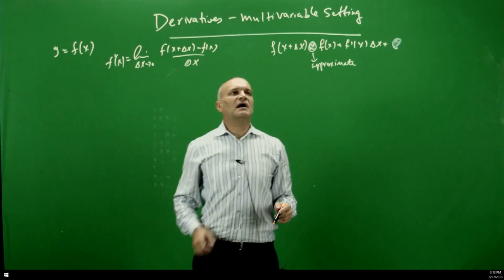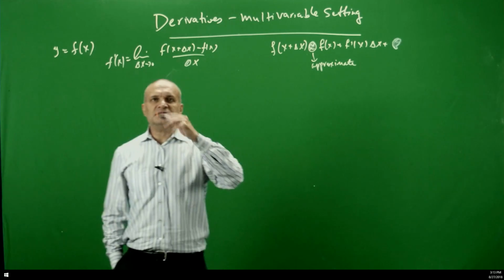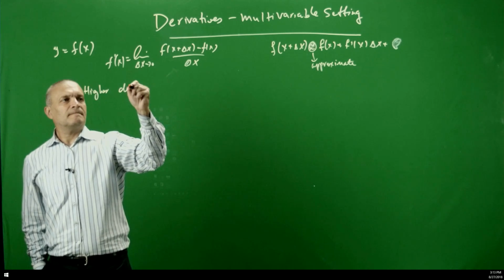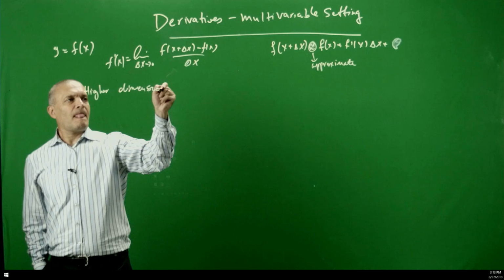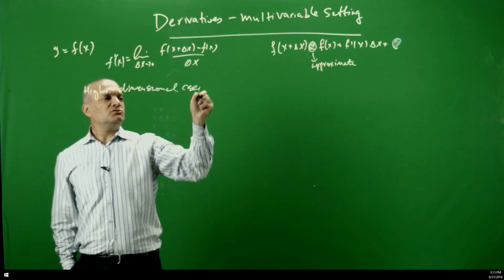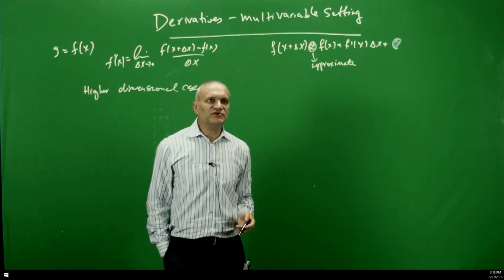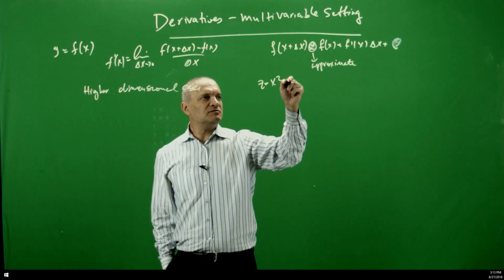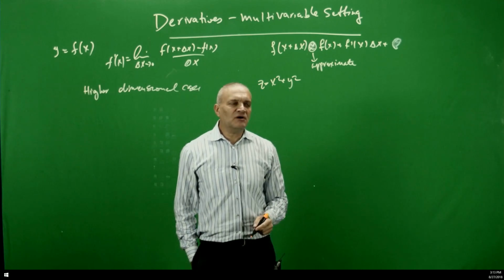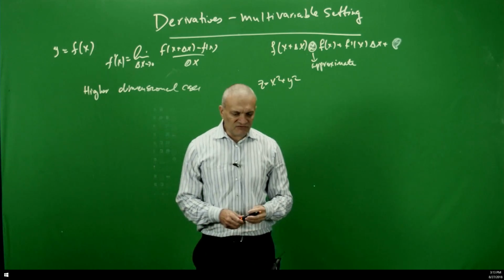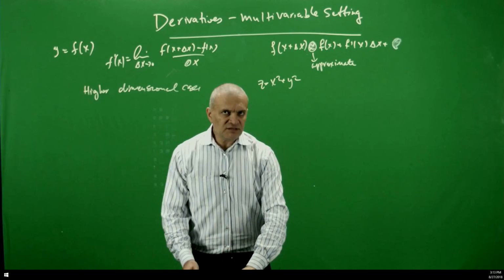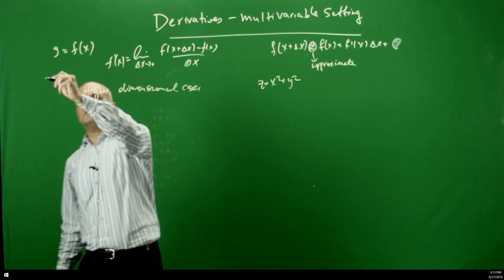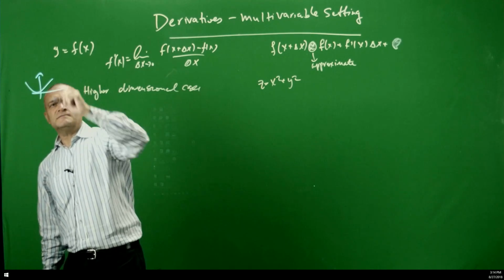Now, what happens in a higher dimensional case? You want to consider, let's say, a function of two variables. So let's say we have that z equals x squared plus y squared. How is this function going to look? The graph of this function is no longer going to be a line like it is here, right? So here the graph, we said, is a line.